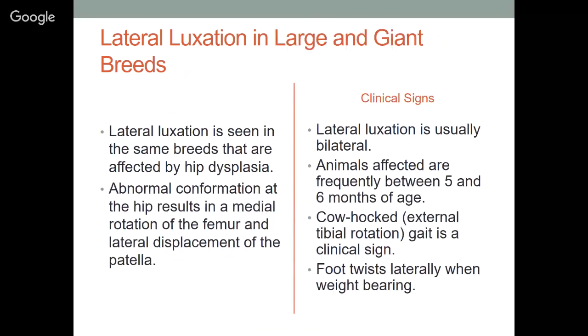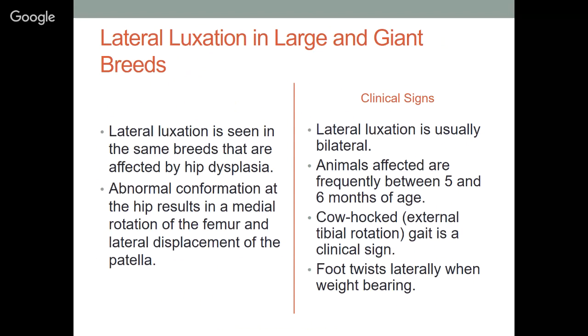In large breed dogs, we'll see it in the same breeds that are affected by hip dysplasia. So it's an abnormal conformation at the hip that results in a medial rotation of the femur, which means that we then have a lateral displacement of the patella. It's usually bilateral, and the animals affected are between 5 and 6 months of age. We'll see them be cow-hocked, which means their ankles will be turned outward.